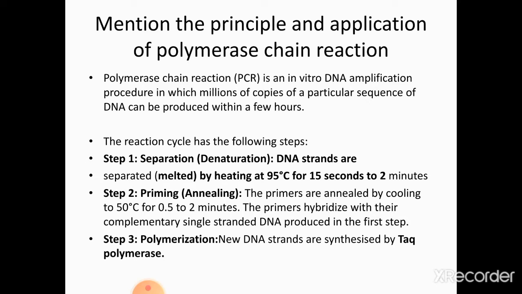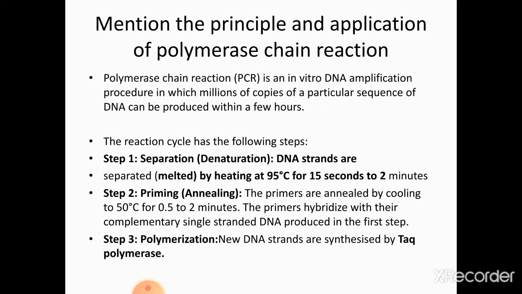So you can explain the steps. Step 1 is the denaturation step, or separation. The DNA strand is separated and melted by heating at 95 degrees Celsius for 15 seconds to 2 minutes. Then the next step is annealing, or priming. The primers are annealed by cooling at 50 degrees Celsius for half a minute to 2 minutes. The primers hybridize with their complementary single stranded DNA produced in the first step.